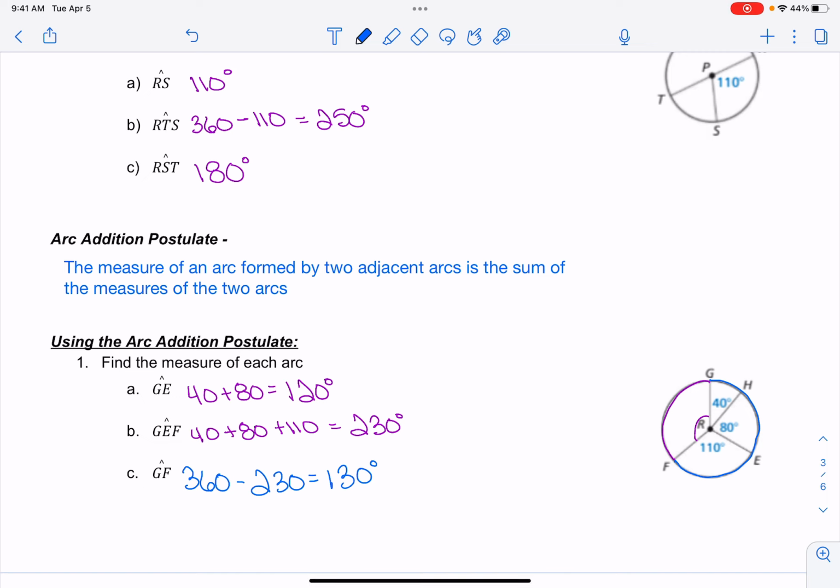So sometimes with these, it takes doing a couple parts in order to get the whole piece, but it's all just using the knowledge you have of circles and taking that as your advantage to solve these problems.